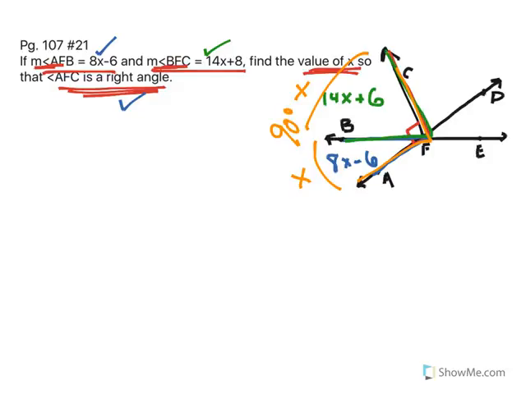All right, so I do 14x plus 8 plus 8x minus 6 equals 90 degrees. So, oh, this is supposed to be an 8. Okay.